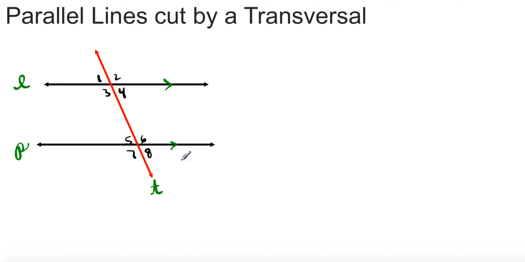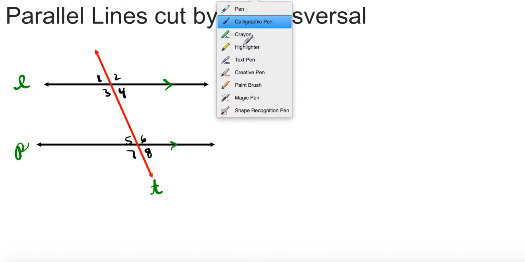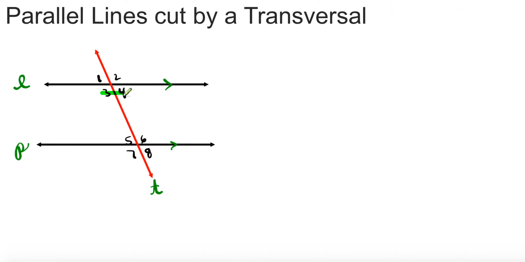Okay, let's talk about just interior and exterior angles first. I'm going to highlight some stuff and then I'm going to erase it. But right in here, angle 3, 4, 5, and 6, we call those interior angles because they're in between lines L and P. Likewise, 1, 2, and 7 and 8 are exterior angles because they're on the outsides of lines L and P. All right, so that's kind of pretty general. Now we also have some vertical angles. 2 and 3 are vertical, 1 and 4 are vertical. Then down here, 5 and 8 are vertical, and 6 and 7.